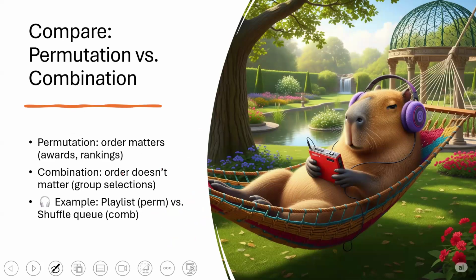Let's compare the two. Use a permutation when the order matters, like giving out awards for first, second, and third place. Use a combination when the order does not matter, like selecting 3 finalists to move to the next round. It's like the difference between choosing a playlist where order would matter versus picking 3 songs to play on shuffle where the order doesn't matter. Think carefully about the question. Is order part of what makes the outcome unique?